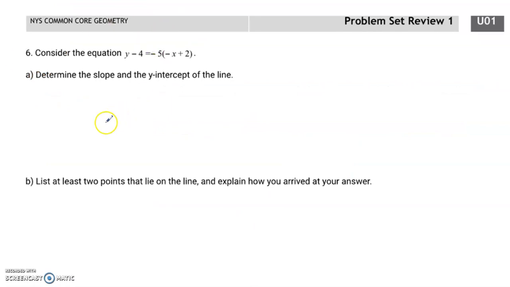Last but not least, here's the last page of this problem set. Pause the video, try to see if you can get it right, and then check your answers.